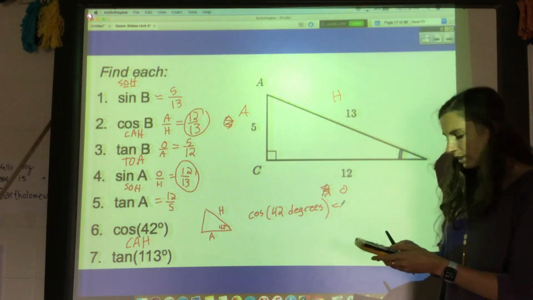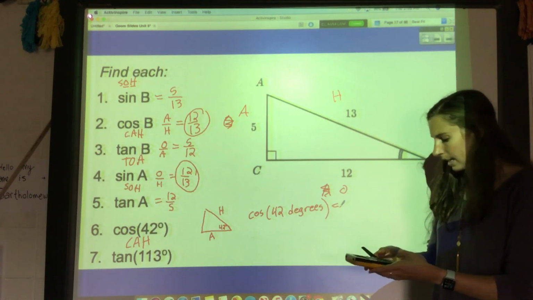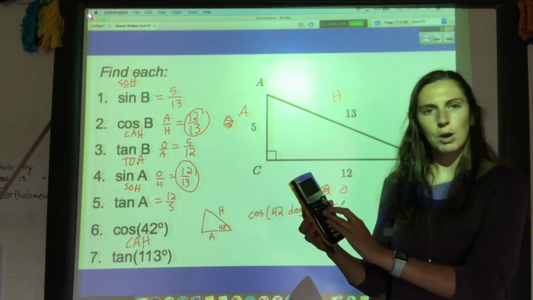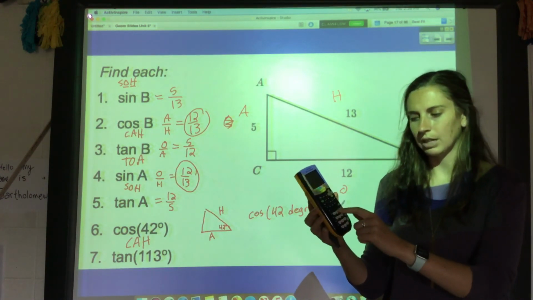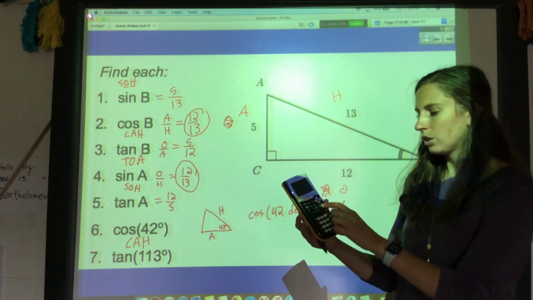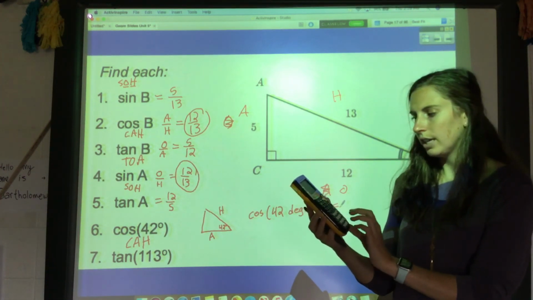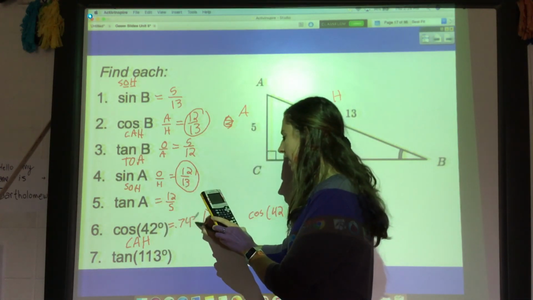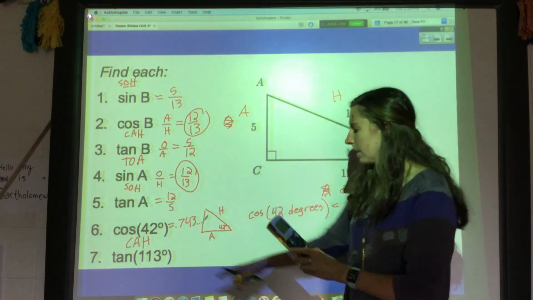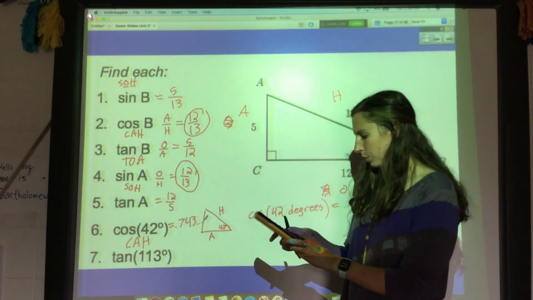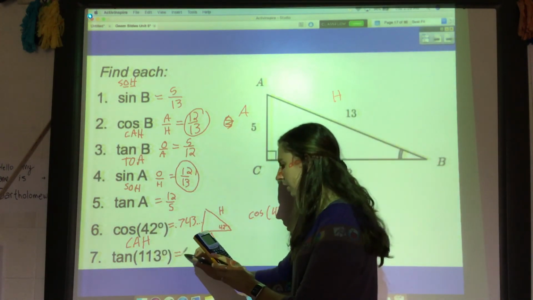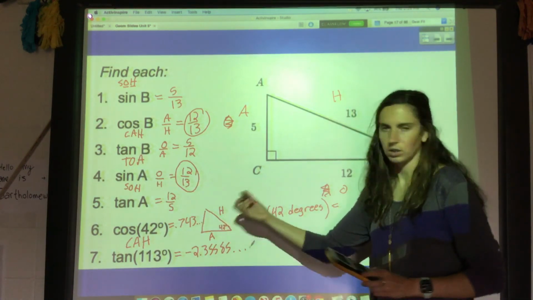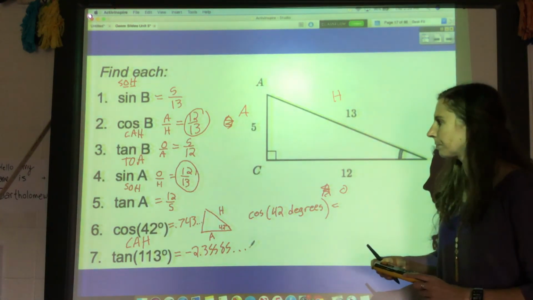And then you can literally just type in cosine, and the buttons for sine, cosine, and tangent are two rows above the numbers, right above the parentheses. So you just type cosine 42 and hit enter, and it gives you 0.743, and so on. Same thing for this one, just type tangent of 113 and it gives you negative 2.35585 and so on. You can round to whatever decimal place makes sense to you.